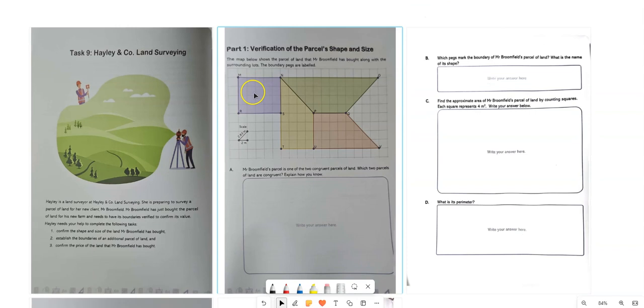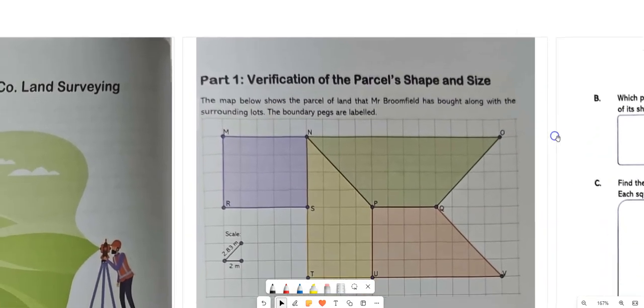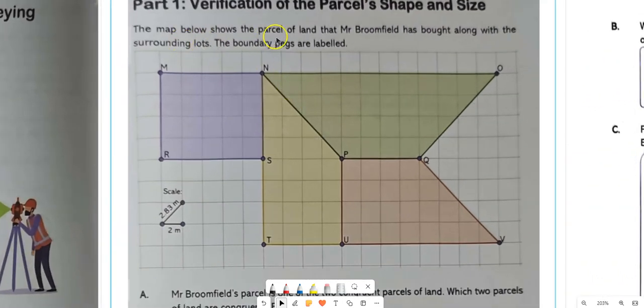All right. So if we look now at the first section, it says that we need to, part 1, do the verification. Part 1, we need to do the verification of the parcels and their shapes and size. So it says the map below shows the parcel of land that Mr. Broomfield has bought along with the surrounding lots. The boundary pegs are labeled.